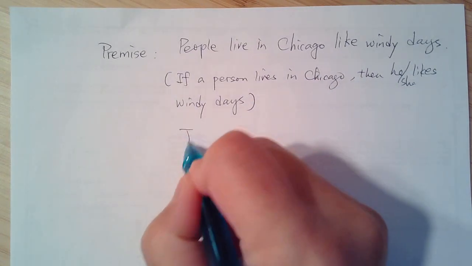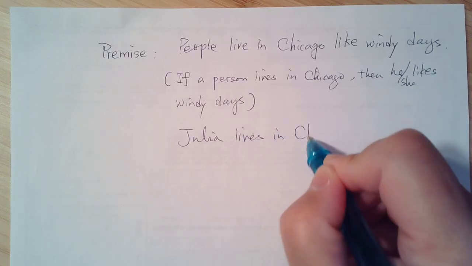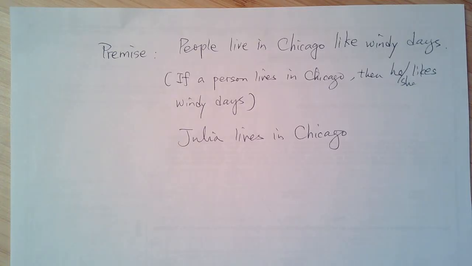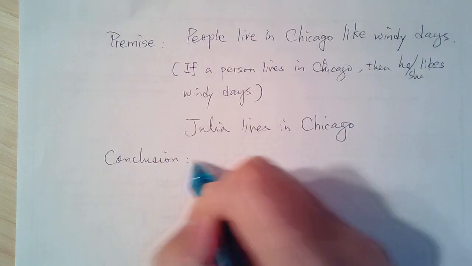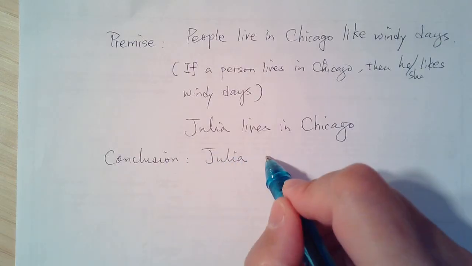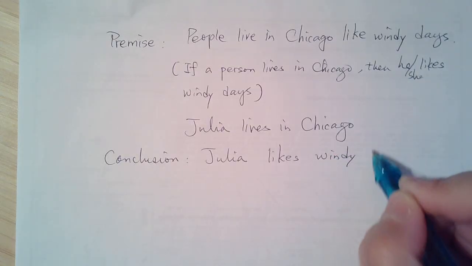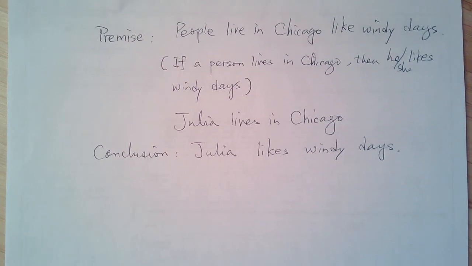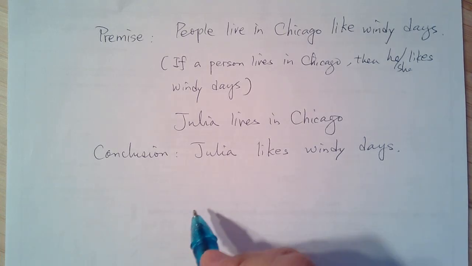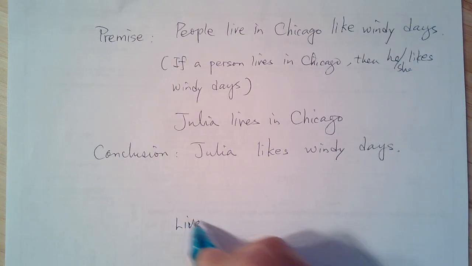Another one. Julia lives in Chicago. Conclusion: Julia likes windy days. What do you think? Is this valid? We can say if somebody lives in Chicago, so here is the set of people who live in Chicago.